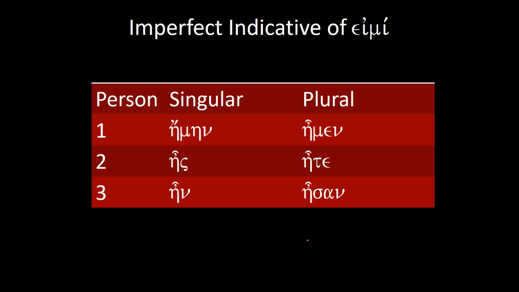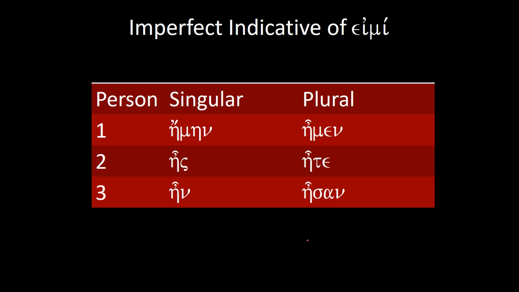We've learned the being verb eimi in the present tense. Now we want to learn it in the past tense. This is the imperfect indicative of eimi. Now remember, being verbs are not active, so we don't say imperfect active indicative. We simply say imperfect indicative.